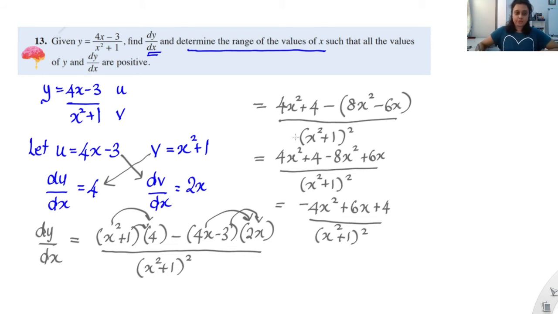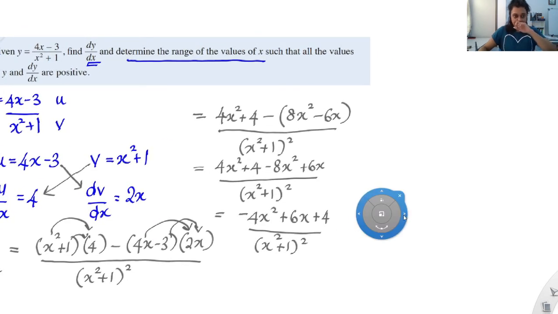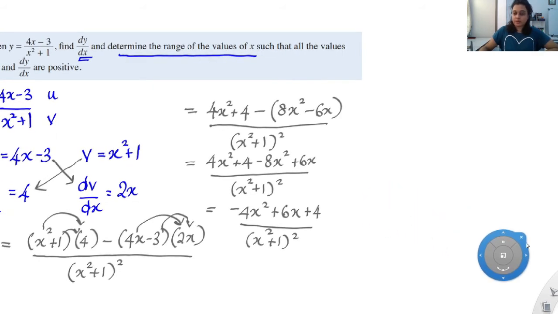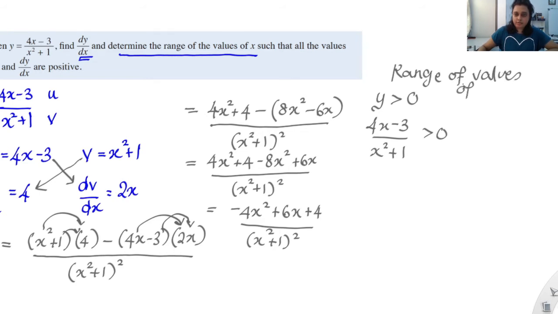So now we have to do y, the values of y are positive. So when they say the values of y are positive, what is our y here? y is 4x minus 3 over x squared plus 1. So this is positive. That means y is positive, meaning greater than 0, right? So 4x minus 3 over x squared plus 1 greater than 0. So let's find the range of values of x when y is positive.